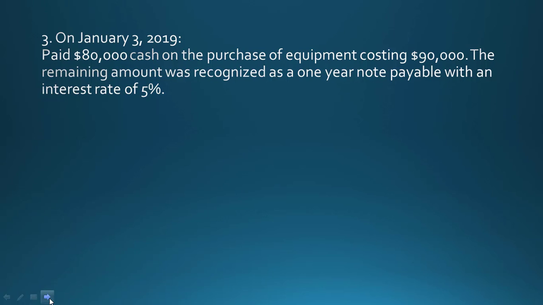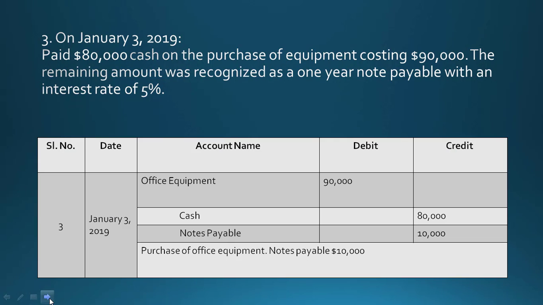So the remaining 10,000 you actually have to put on credit as a liability, as notes payable. So the journal entry will look like this. You will debit office equipment 90,000 and credit cash 80,000 and credit notes payable by 10,000. And you have to put a comment. For example, in that case we wrote purchase of office equipment, notes payable 10,000. We just put it in a comment that we have an outstanding payment to be made.